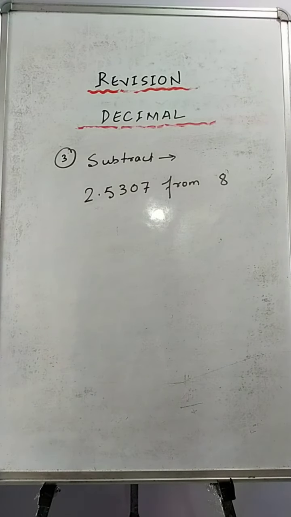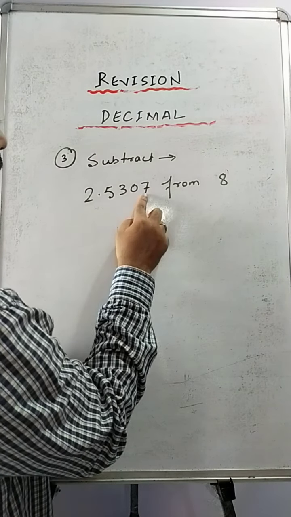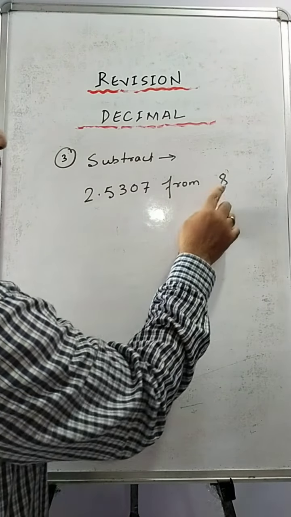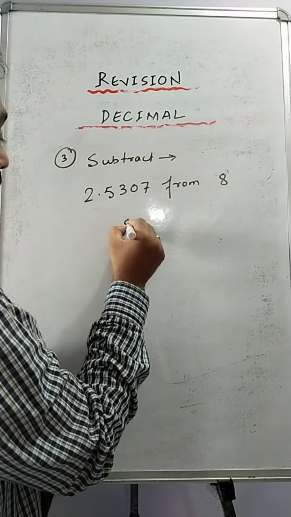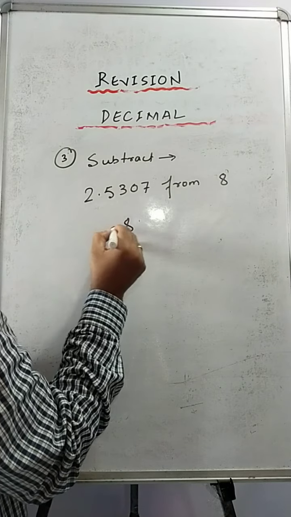Now sum number 3 we have to subtract. We have to subtract 2.5307 from 8. That means from this number you have to subtract this one, but it is only 8 given. So be careful. 8 means what? What is the meaning of 8? 8 means 8 point, not like this 0.008, not like this.